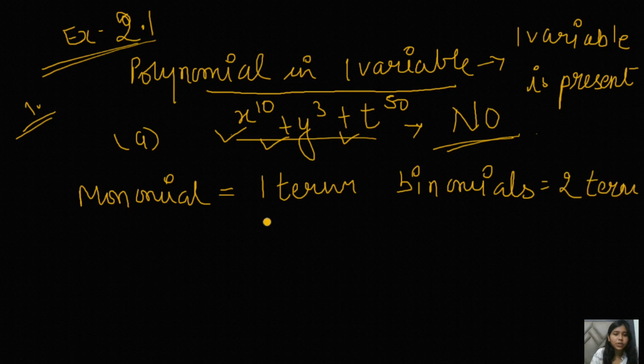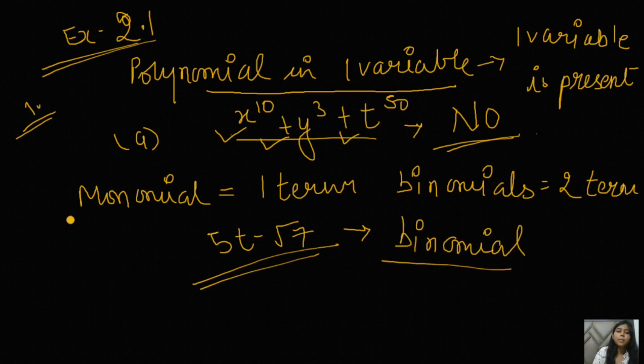So we'll have a look at them. There is a question, for example, 5t minus root 7. Is it a monomial or a binomial? Yes, it is a binomial because the two terms are subtracted from each other. That is why it consists of two terms and it is a binomial.